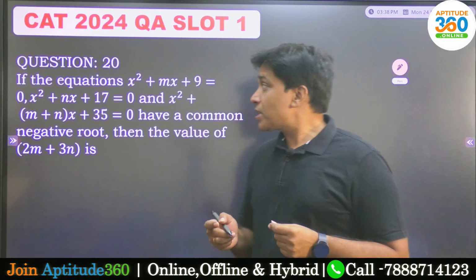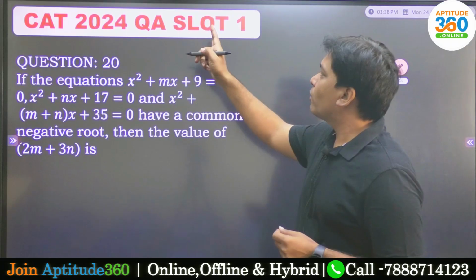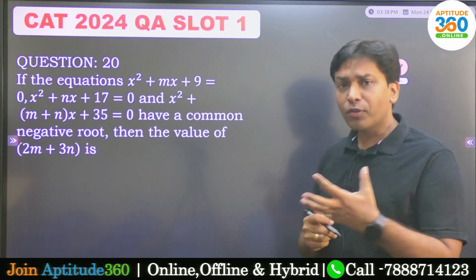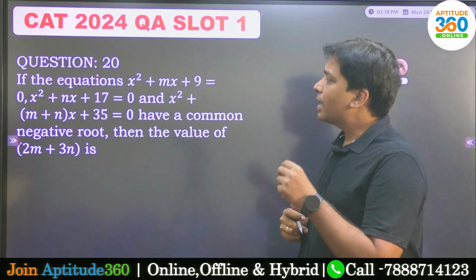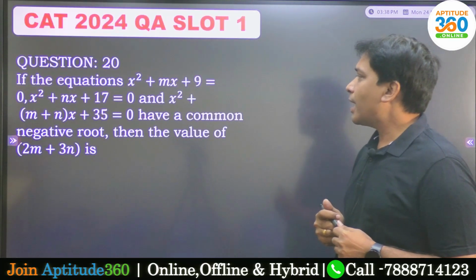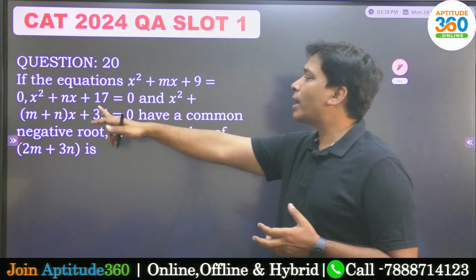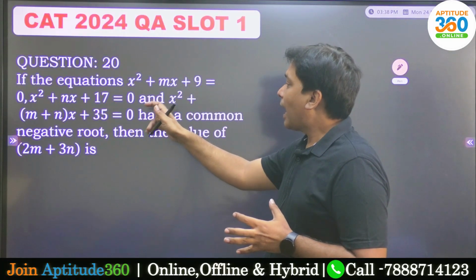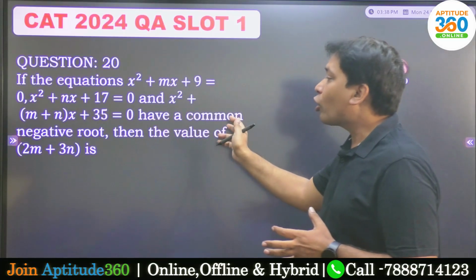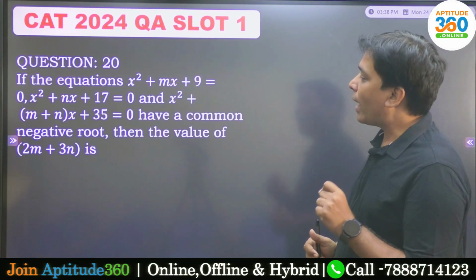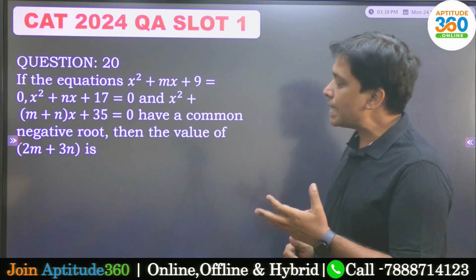Let us solve this question. It was asked in CAT 2024, slot 1. Question number was 20. It was from quadratic equation topic. The problem says that if the equations x square plus mx plus 9 and x square plus nx plus 17, these two quadratic equations, and there is another one, have a common negative root, then the problem is asking you to identify the value of 2m plus 3n.